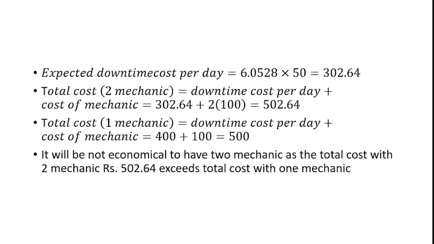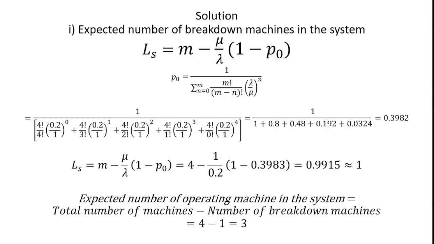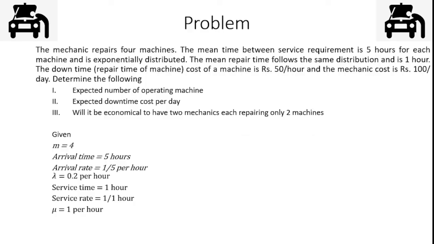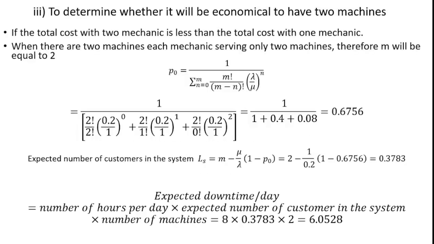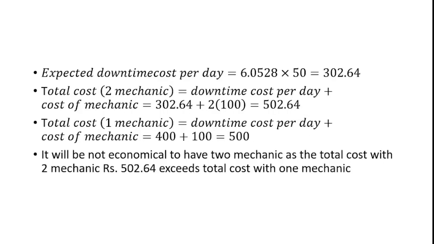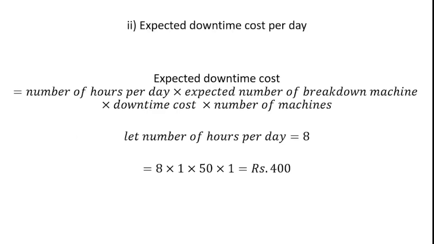I utilize two mechanics, so 2 into the cost per mechanic, which is rupees 100 per day according to our problem. So 2 into 100, and from this I get rupees 502.64. If I consider only one mechanic for servicing the machines, it is again the downtime cost per day plus cost of mechanic. Here I can't use 302.64 as the downtime cost per day because I am utilizing only one mechanic, so I pick the value from the previous step, which is the expected downtime cost.